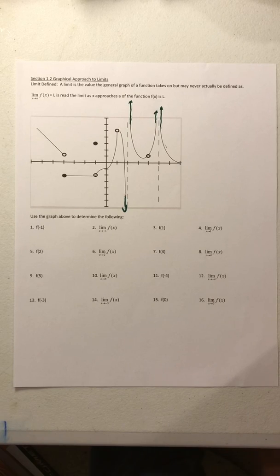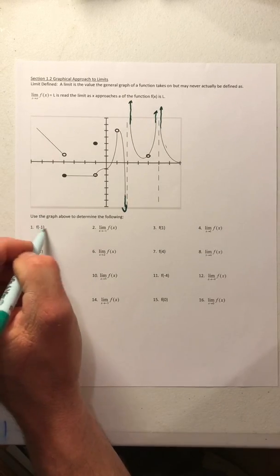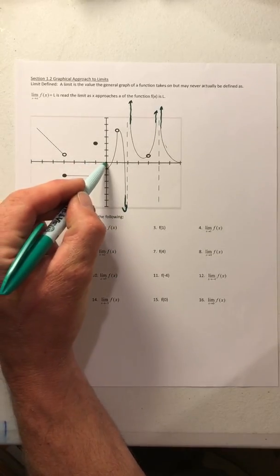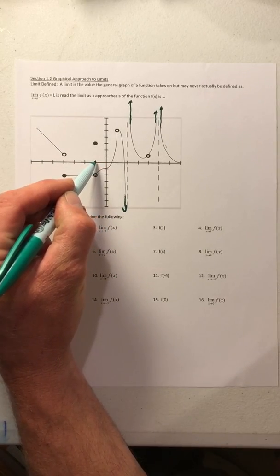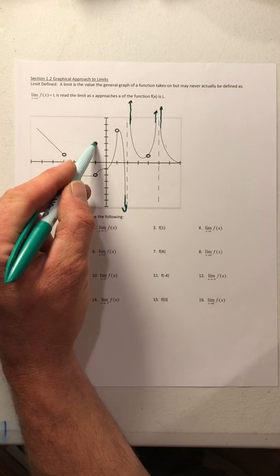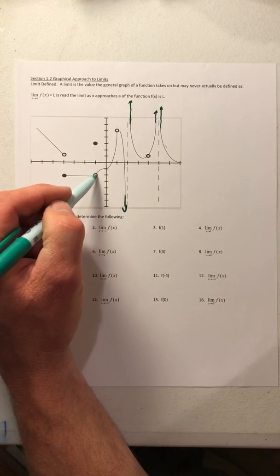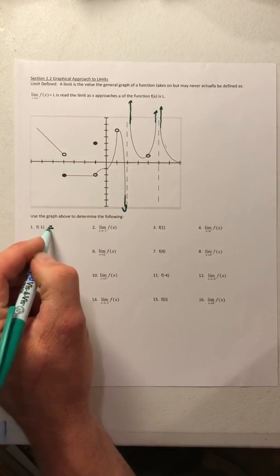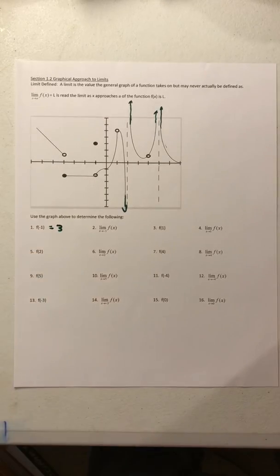So some things that we're going to look for. One, what is f of negative 1? Well, to find f of negative 1, I come over to negative 1 on the x-axis, and I look to see where the graph is defined. Well, the graph is defined to be up here at 3. We have a hole at negative 2, but the value is at 3.